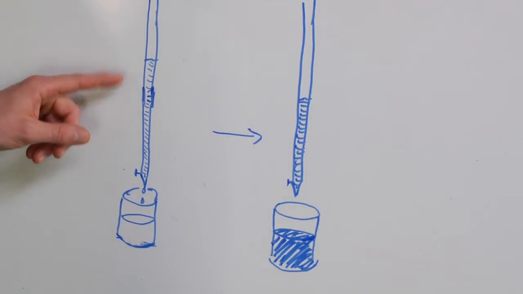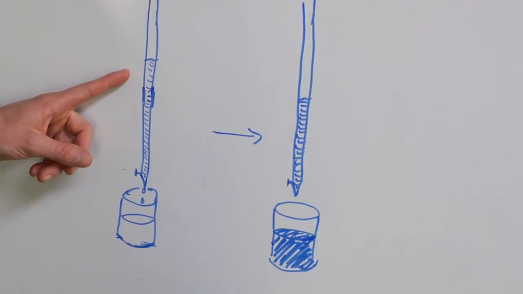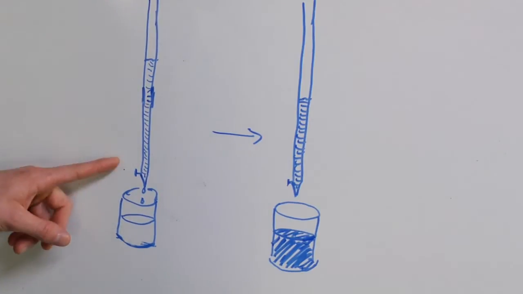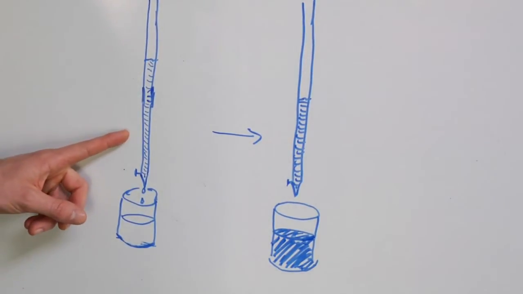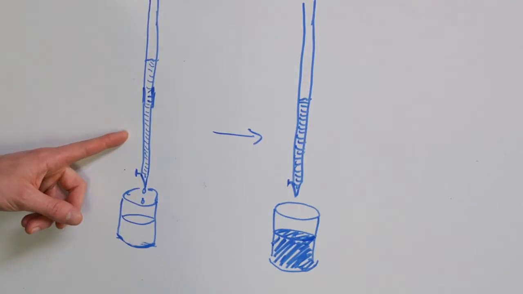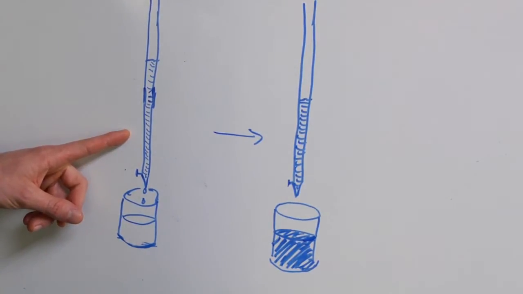And there's a whole bunch of marks on the side so that you can measure and know exactly how much liquid you have inside of it. So inside of the burette we have our reactant with unknown concentration.